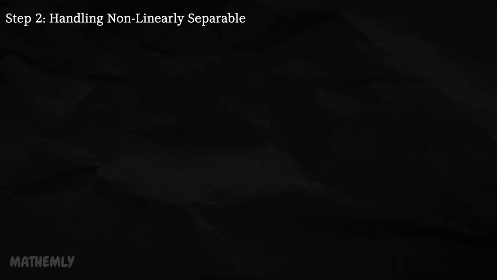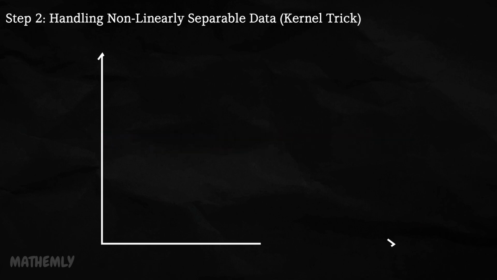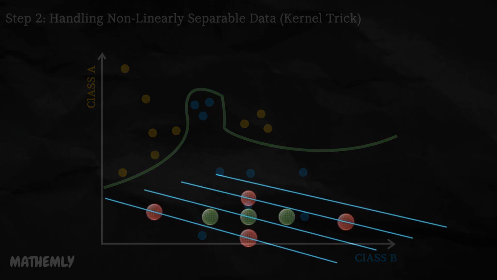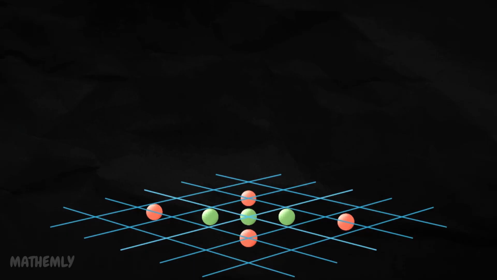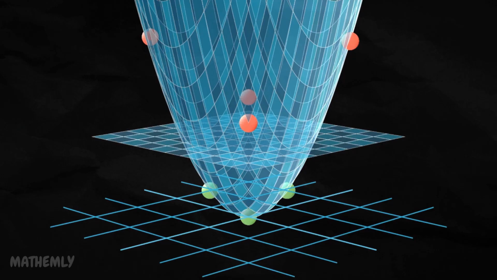Step 2. Handling non-linearly separable data, the kernel trick. If the data is linearly separable, a straight line in 2D or a plane in 3D is used as the hyperplane. However, in cases where the data is non-linearly separable, SVM uses the kernel trick to project the data into a higher dimensional space, making it possible to draw a clear boundary. In such cases, SVM uses kernel functions to transform the data into a higher dimensional space where a hyperplane can separate it. We won't go too deep into the concepts, but here's a quick look at some common kernel functions.